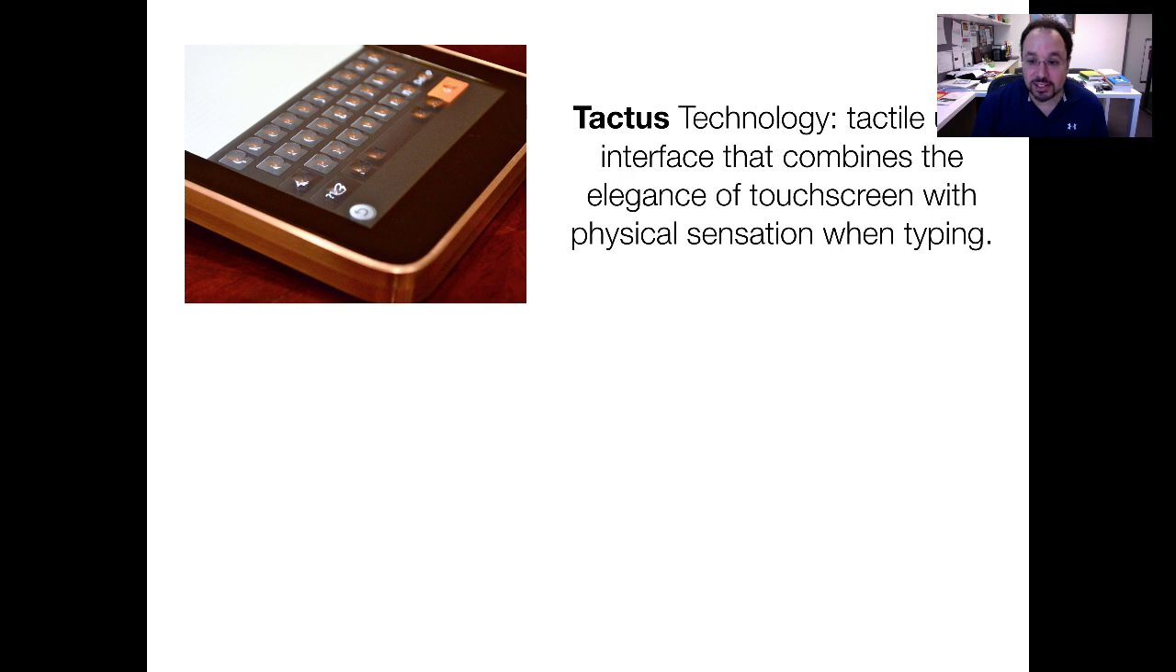For instance, we have a firm called Tactus Technology, and you can see what they were up to here. They were trying to have a tactile user interface that combines the elegance of a touchscreen with the physical sensation of typing so that you can actually feel when you press a key. The BlackBerry enthusiasts out there will note that that is one of the things that was claimed to be missing when you were substituting BlackBerries for iOS or Android devices. So Tactus was trying to implement that for touchscreens.